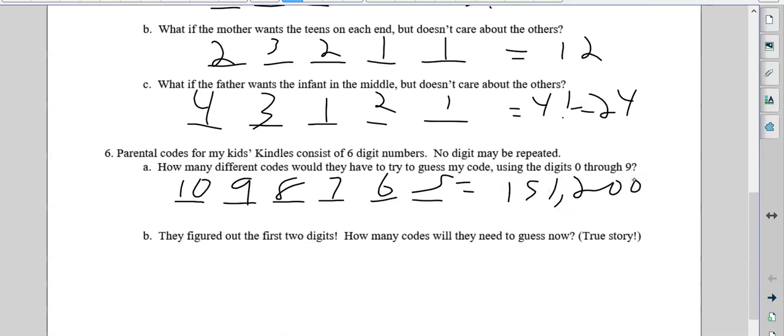But another way to do this is actually just a permutation problem. 10 NPR 6 will lead to the same answer. Okay?